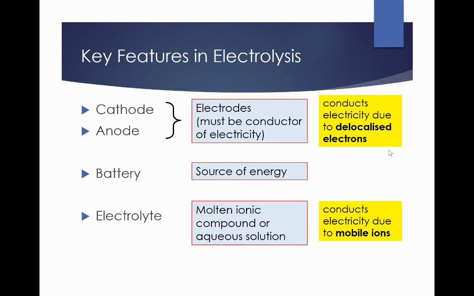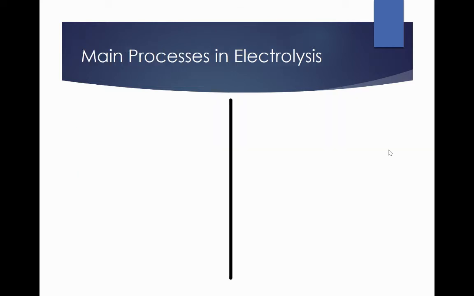And for the electrolyte, the way they conduct electricity is quite different. It is due to the mobile ions. Now we cover the main processes in electrolysis. There are two main processes, namely reduction as well as oxidation.